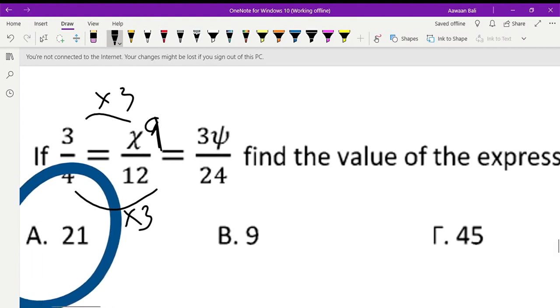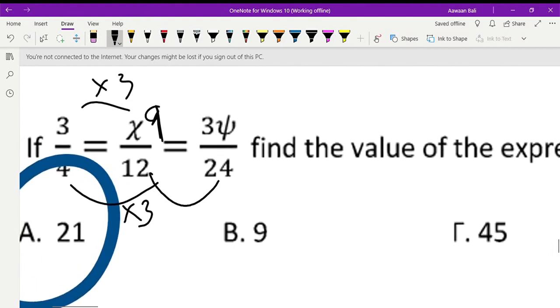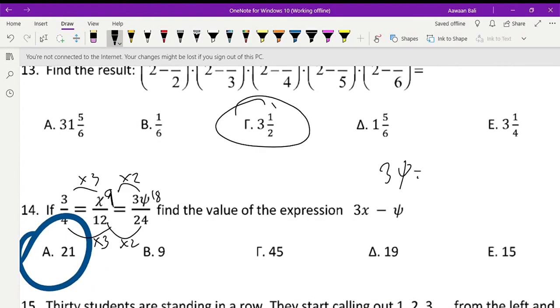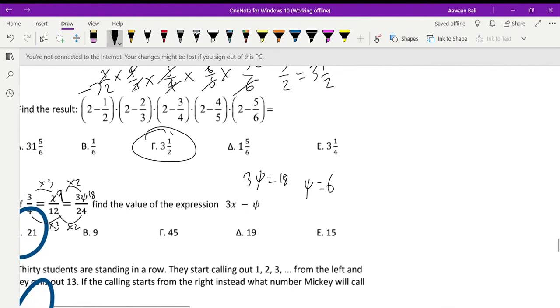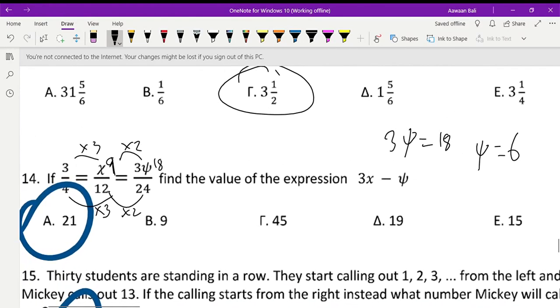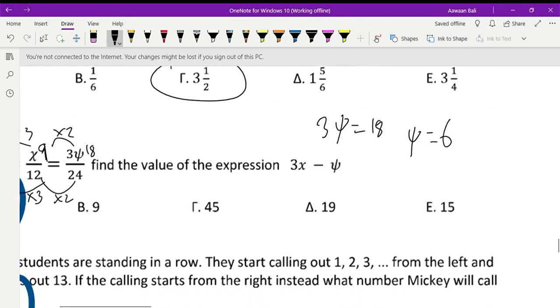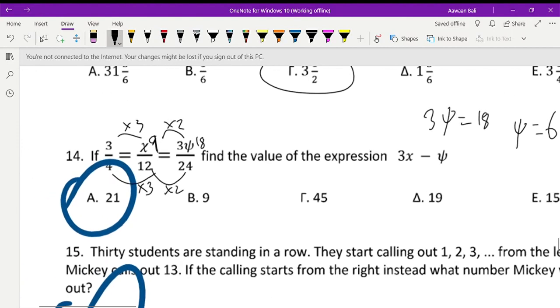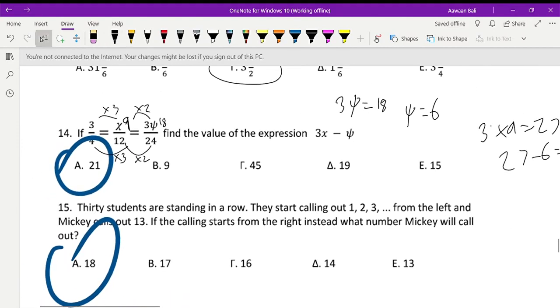3 times 3, 9. So x is 9. Here, 12 times 2 is 24. So this is 9 times 2, 18. So that means c is 18. Wait, so c is 6. Now it's asking find the value of the expression 3x minus c. So x is 9. 3 times 9 is 27. 27 minus 6 is 21. Therefore, the answer is alpha, 21.